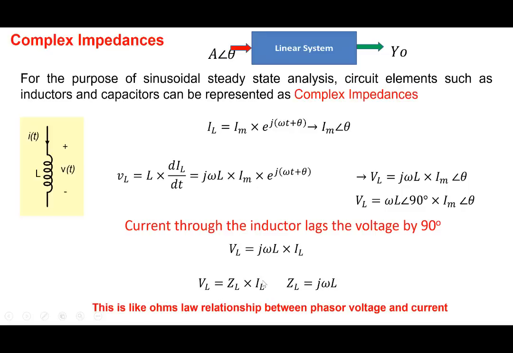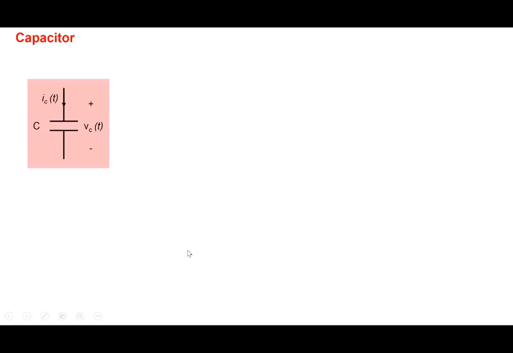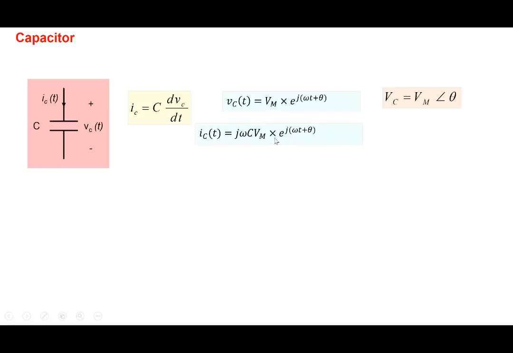Now, similarly, we can derive a similar relationship for a capacitor. For a capacitor, we know I equal to C dV by dt. Let's take the voltage across the capacitor as Vm e to the power j(omega t plus theta). All signals are sinusoidal, so this is a general form of the voltage across the capacitor, which we represent as Vm angle theta. Let's take this expression and put it in. We get Ic equal to j omega C Vm e to the power j(omega t plus theta), and we can represent it in phasor form as j omega C Vm angle theta.